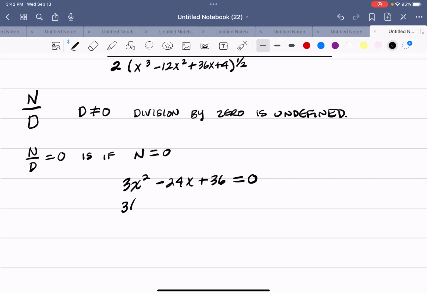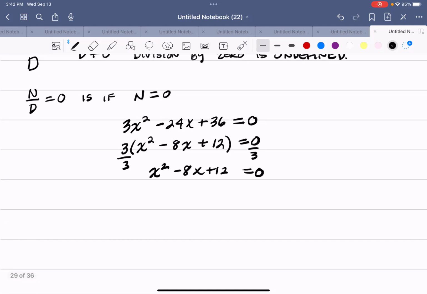So I'm going to factor out a 3 because that's a common factor. So 3 times x squared minus 8x plus 12 equals 0. I could divide by 3, and that's going to leave me with x squared minus 8x plus 12 equals 0. So this is a quadratic equation, and there are only two ways that you could solve this: either by factoring, which would be easiest, or the quadratic formula.